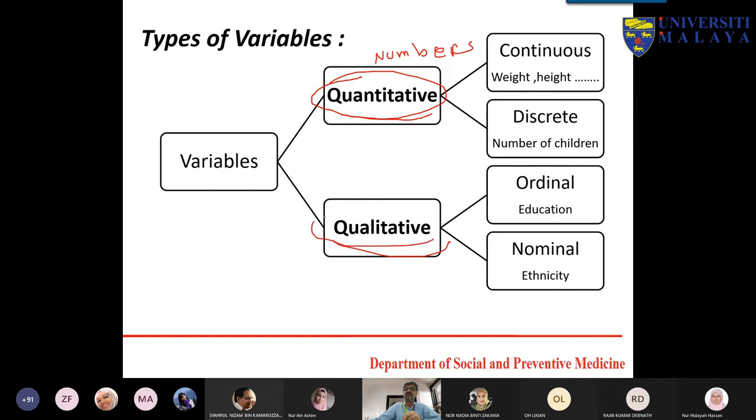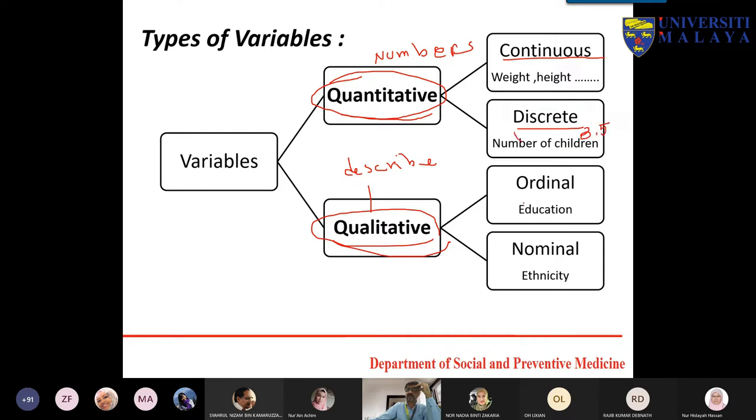Why the qualitative variables are not numbers? We describe them. Quantitative variables can be categorized under continuous and discrete variables. Continuous means the quantitative variables are countable or measurable, right? So there are two types, continuous and discrete. Continuous means they can take even decimal numbers. Discrete means only integer numbers. You cannot say I have 3.5 children, right?